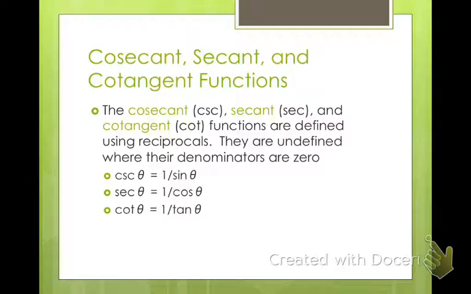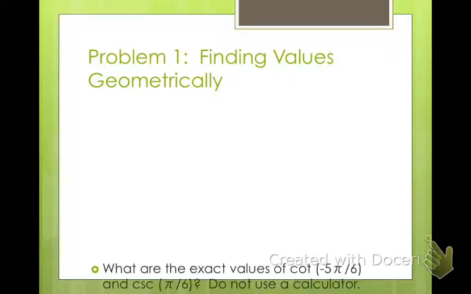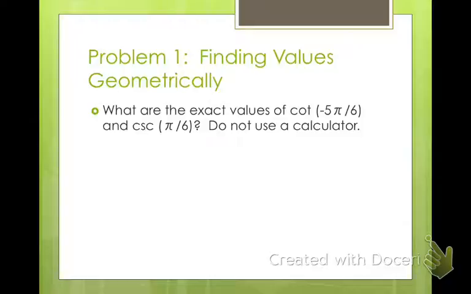Alright, so finding values geometrically. What are the exact values of cotangent of negative 5 pi over 6 and cosecant of pi over 6? Do not use a calculator. So we're going to go ahead and use our unit circle, which you should have memorized by now. If you haven't, you need to get on that bandwagon ASAP, because you are going to have to know it, and you're going to have to learn it. It's going to become your new best friend.